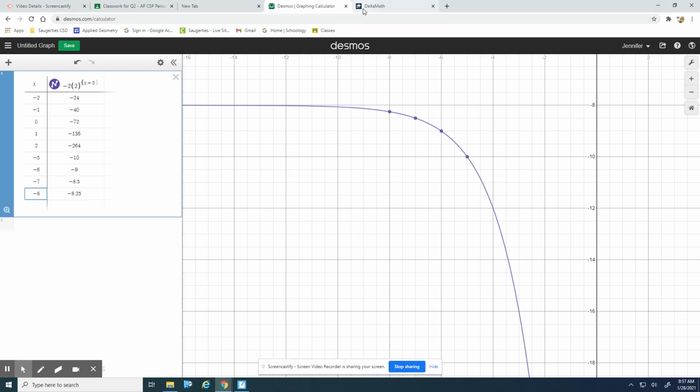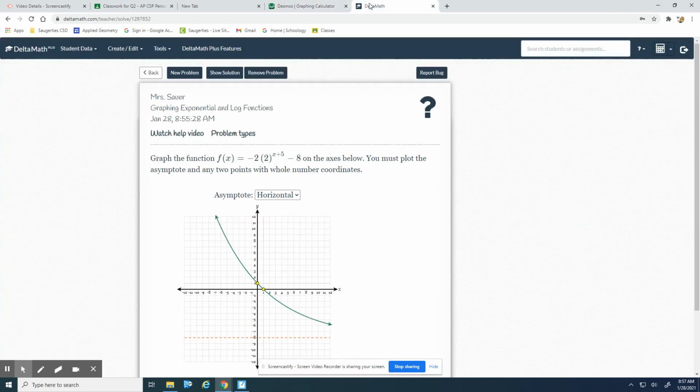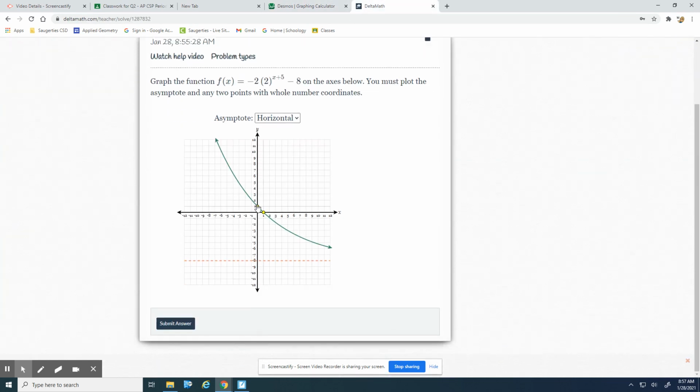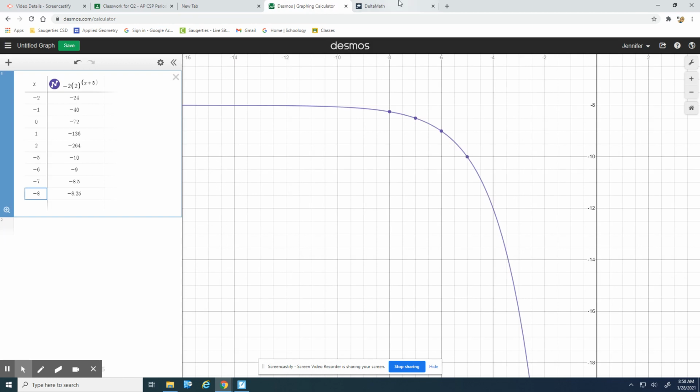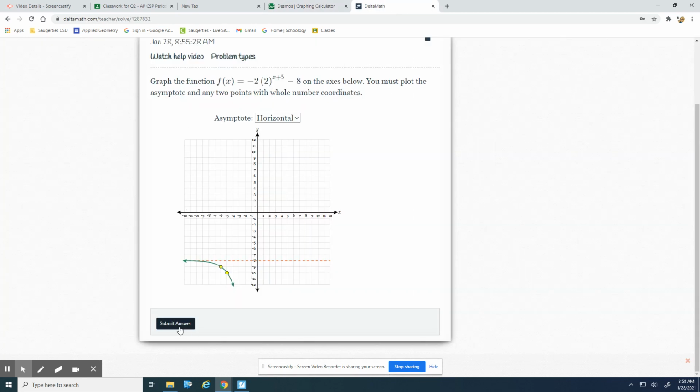So going back to Delta Math, I'm probably going to graph -5, -10, and -6, -9. Okay, so because of the scale of this graph, we can't really see a lot of it in the same way that we can see this tail here, but that should be good.